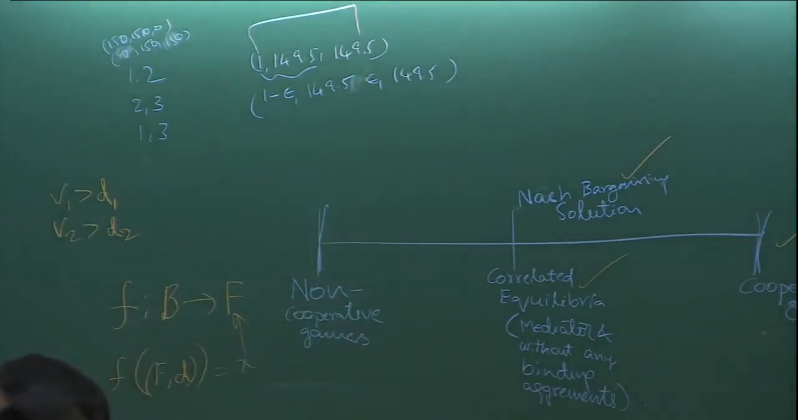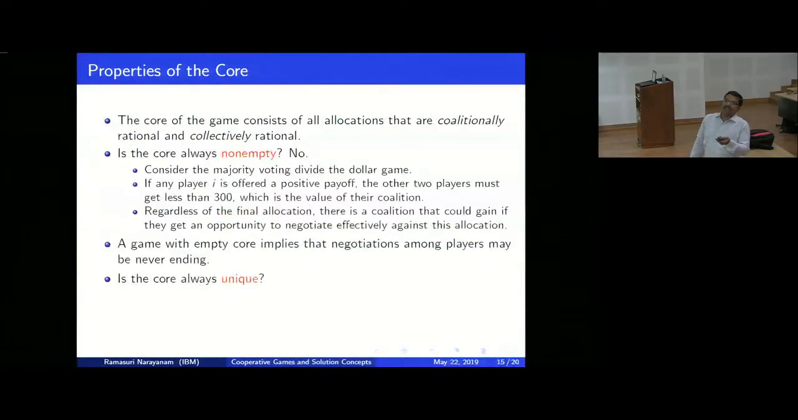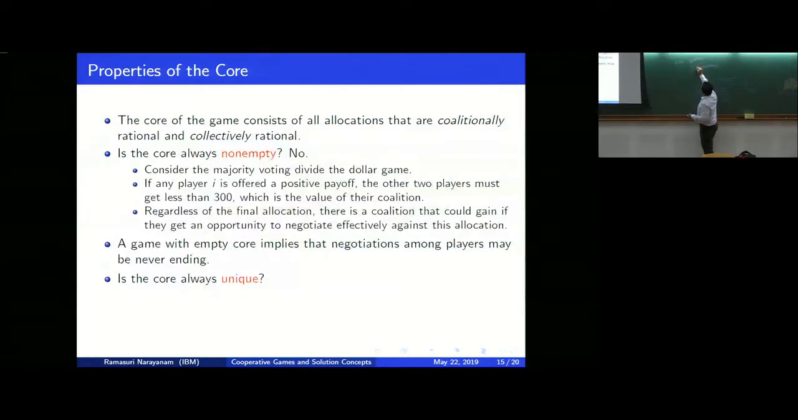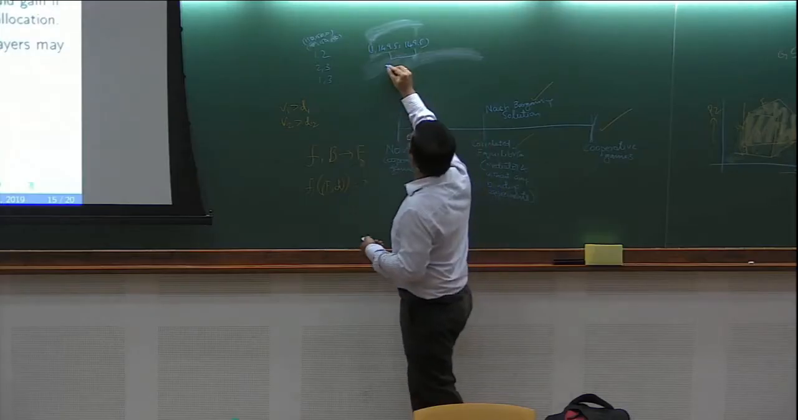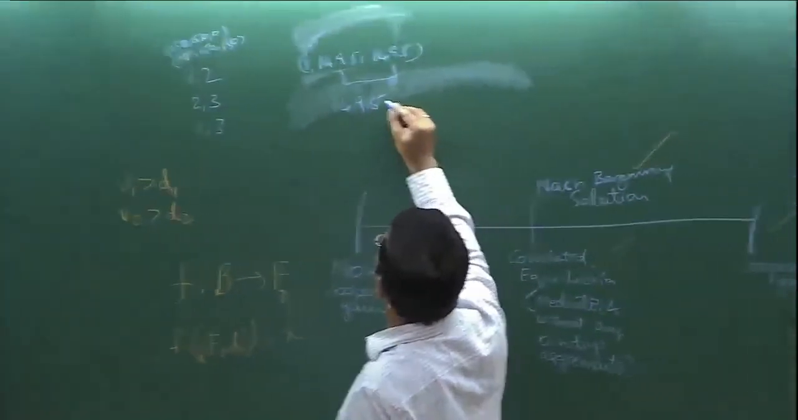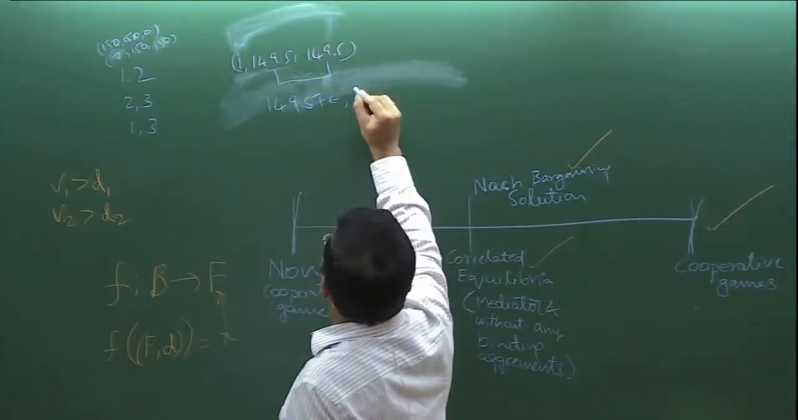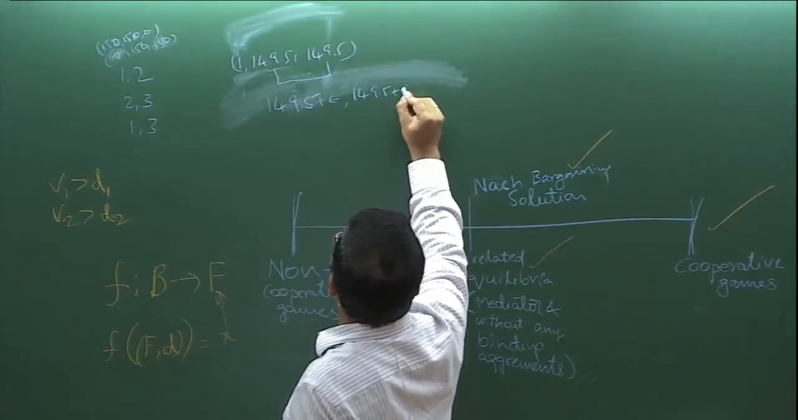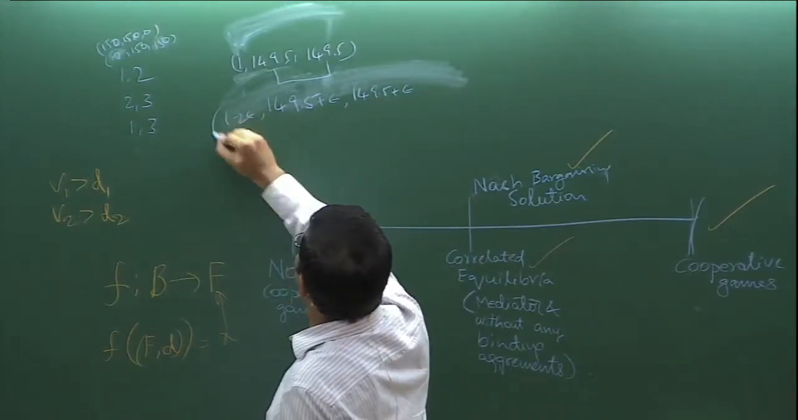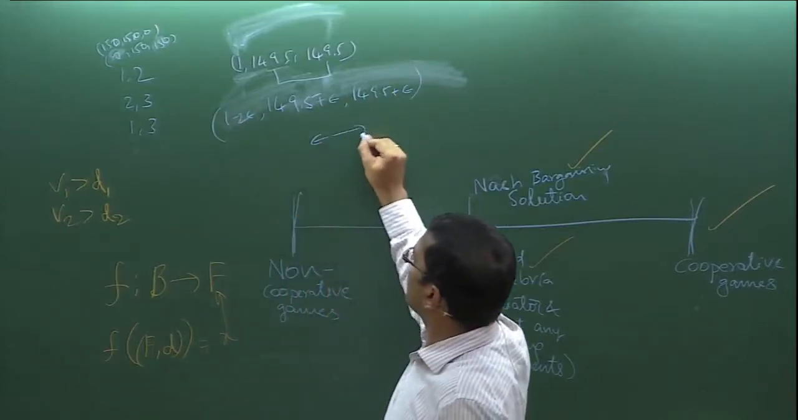If any player i is offered a positive payoff, the other two players must get less than 300, which is the value of their coalition. Regardless of the final allocation, there is a coalition that would gain if they get an opportunity to negotiate effectively against this allocation. Okay. So if this is the allocation, what can players 2 and 3 jointly do? They can jointly propose an allocation which is like 149.5 plus epsilon, 149.5 plus epsilon, and 1 minus 2 epsilon, where epsilon is a very, very small quantity.